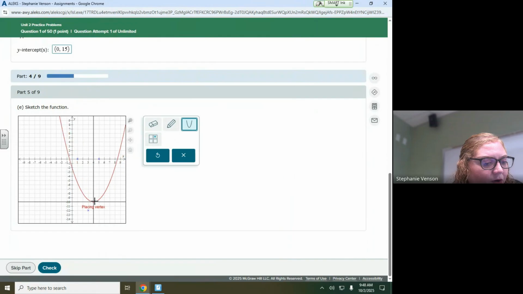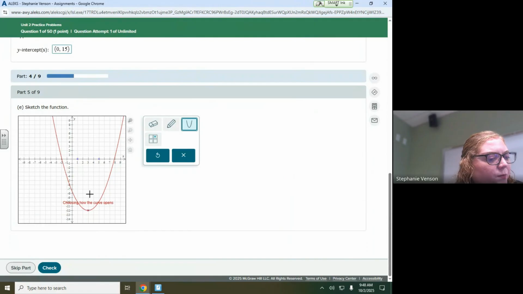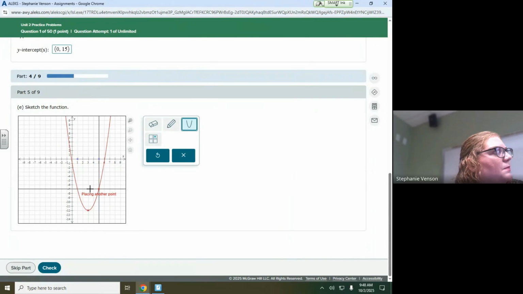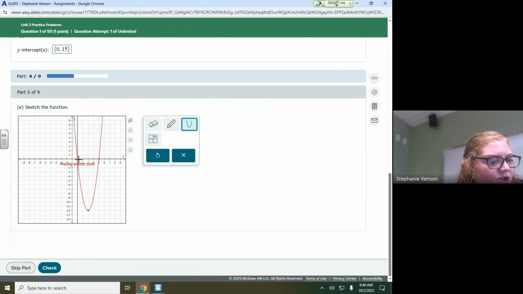So it says place the vertex. So my vertex is down here. Choose how the curve opens. So we already agreed that it opens up, so I can click anywhere above. Then it says plot another point. So you can pick one of these 2. And do you see how it makes a curve that goes through all of the points that I plotted, even though I only had to place one other point besides the vertex? That's just a confirmation that I did it correctly. So we'll click check for that one.